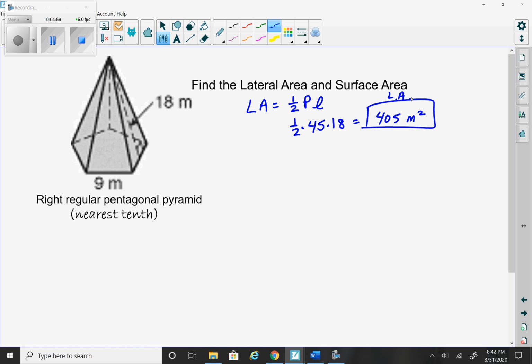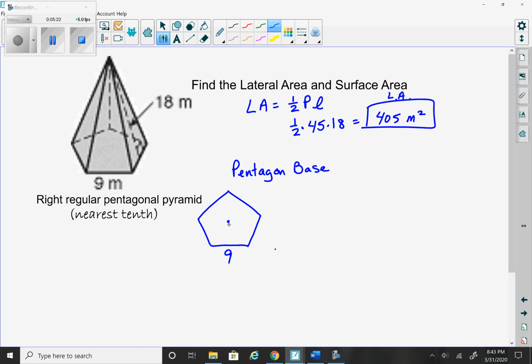Now we want to find the area of the base. Well, our base is a pentagon. So again, we have a pentagonal base. For a pentagonal base, we have to think back to that unit that we just did on area of different types of polygons. I'm going to go ahead and draw a pentagon here, try to make it a regular pentagon. And we know that it's 9 meters on each side.